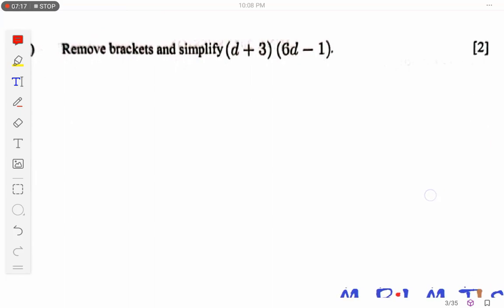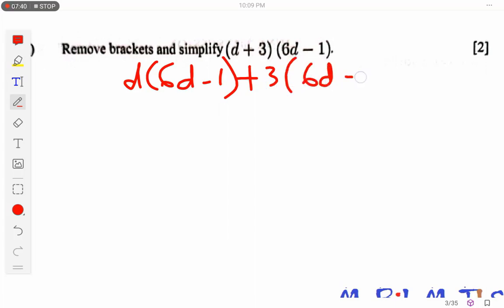So the next question is saying remove brackets. Okay, so when removing brackets, you say the first item, you multiply it with this whole bracket. Then you go to the second, you multiply again with this bracket. So let's do that. I'm going to have D multiplying 6D minus 1, then plus 3 multiplying 6D minus 1, like that. Okay. Now let's remove the brackets again.